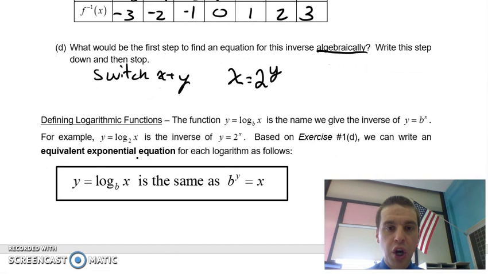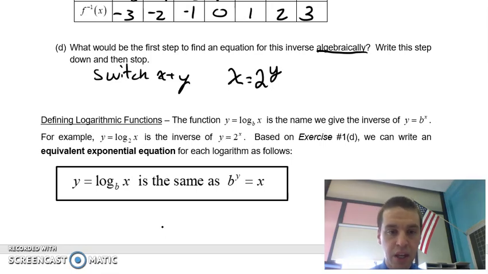The function, listen carefully, this is how we correctly say logs. Y equals log base b of x is the name we give to the inverse of y equals b to the x. So for example, y equals log base 2 of x is the inverse of y equals 2 to the x.